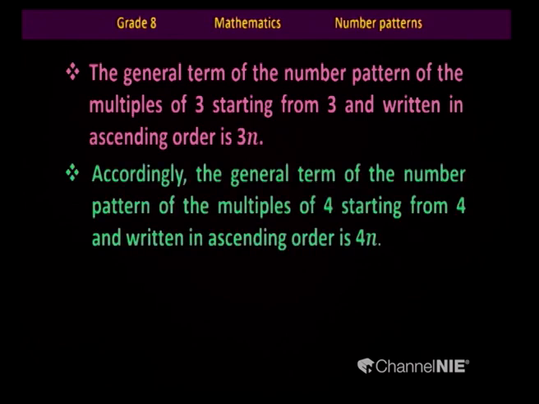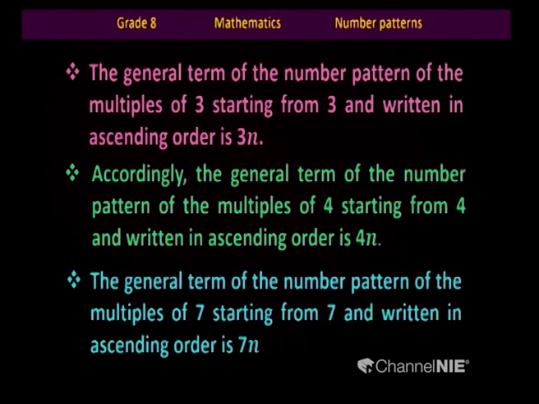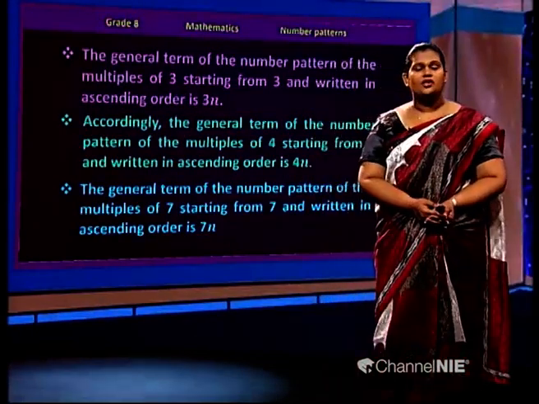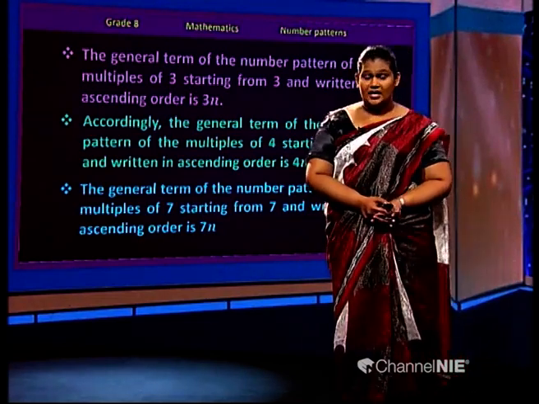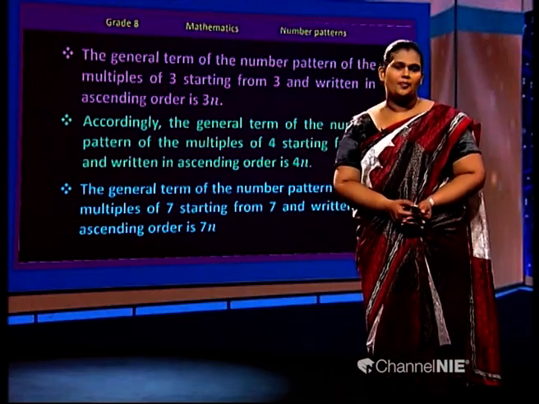Therefore, we will now consider the general term of the number pattern of the multiples of 4 starting from 4 and written in ascending order. So, accordingly, we can get its general term as well. Therefore, the general term is 4n. Likewise, the general term of the number pattern of the multiples of 7 starting from 7 and written in ascending order is 7n. Likewise, we can find the general term of any number pattern when it is given as a multiple of a whole number.